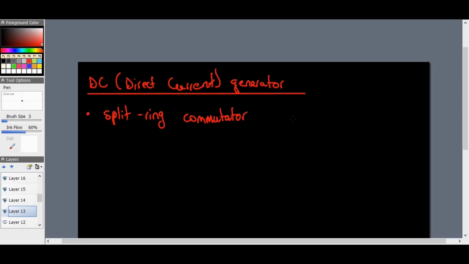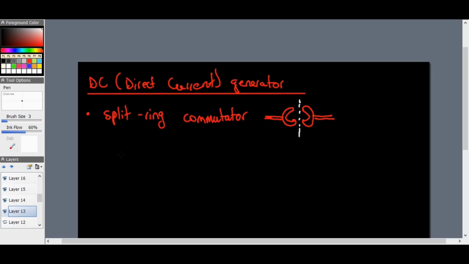A split ring commutator will look in two dimensions something like this, very badly drawn. There'll be two ends on the one side. The most important part is that you'll see there is a split in the ring. When you see that component, you know it's direct current. The two slip rings for alternating current are replaced by this component called the split ring commutator.